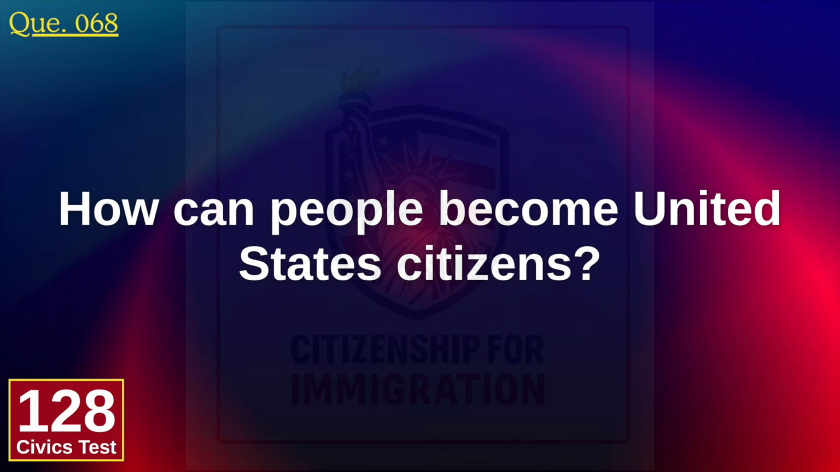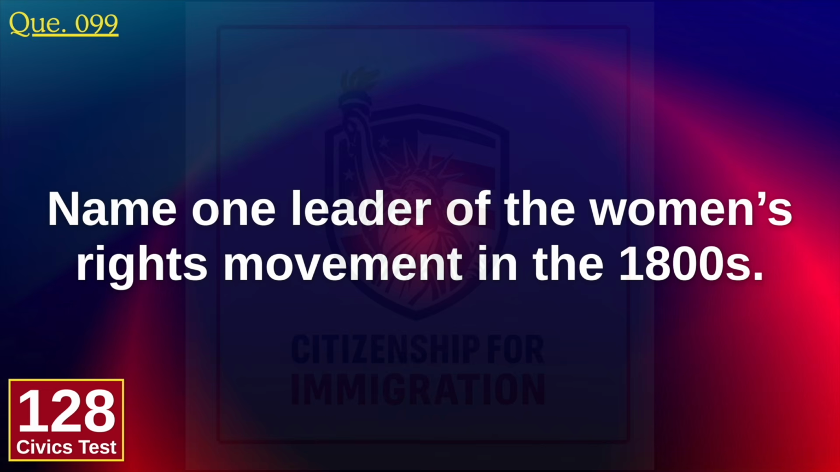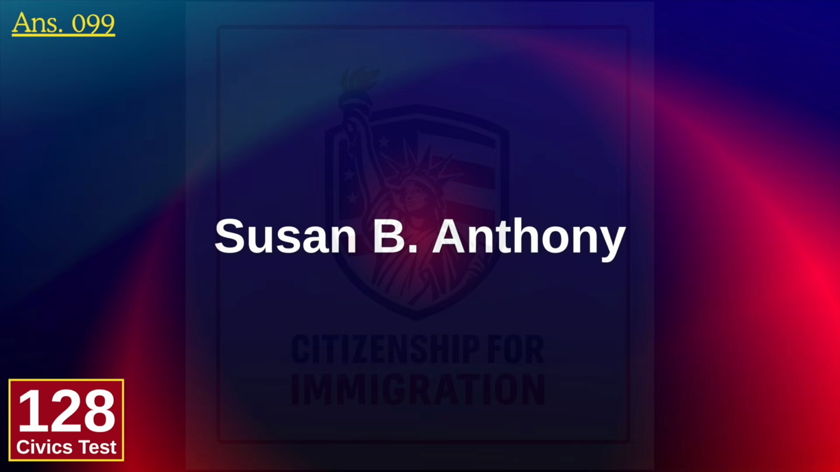How can people become United States citizens? Naturalize. Name one leader of the women's rights movement in the 1800s. Susan B. Anthony.